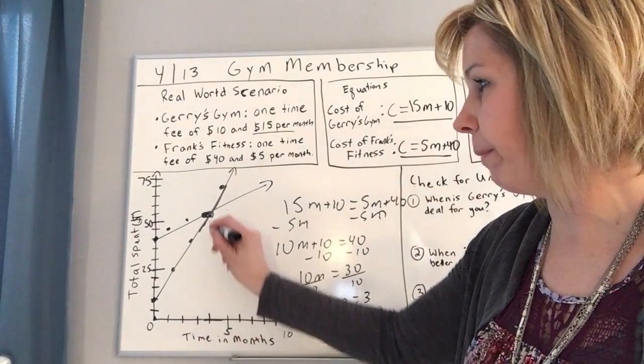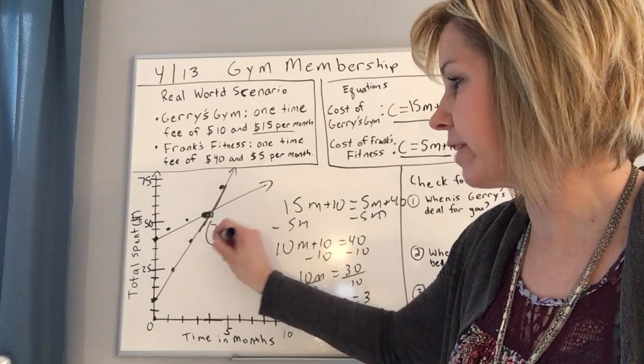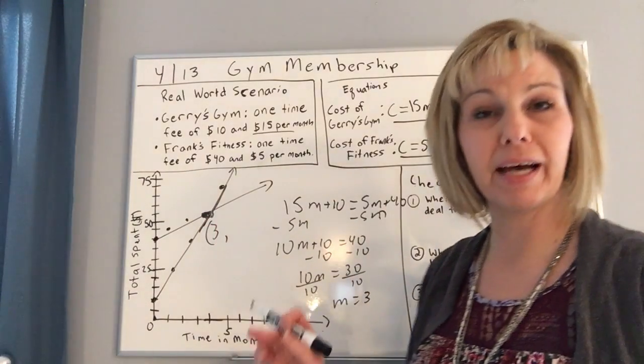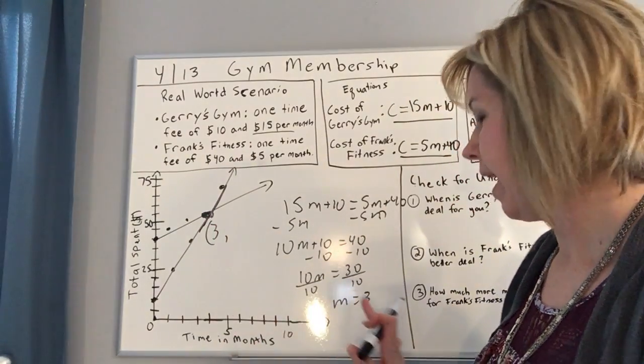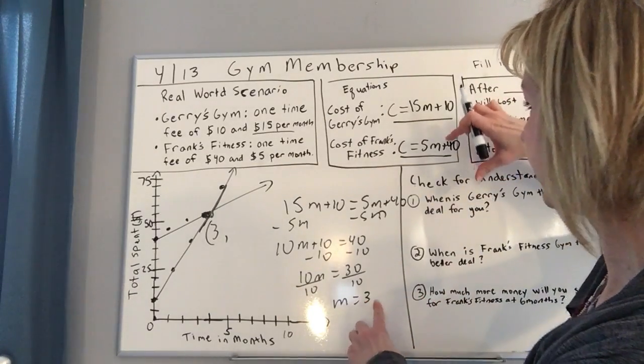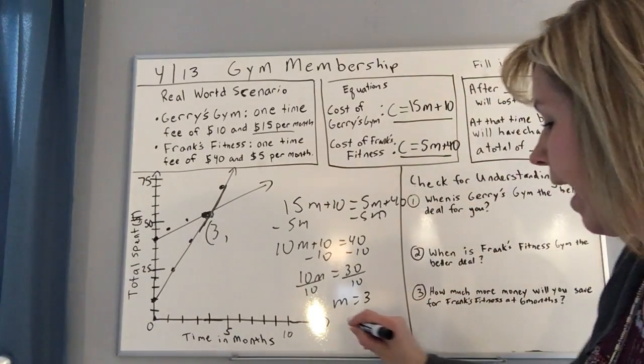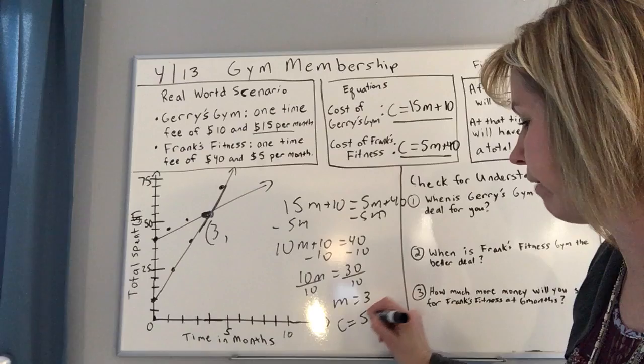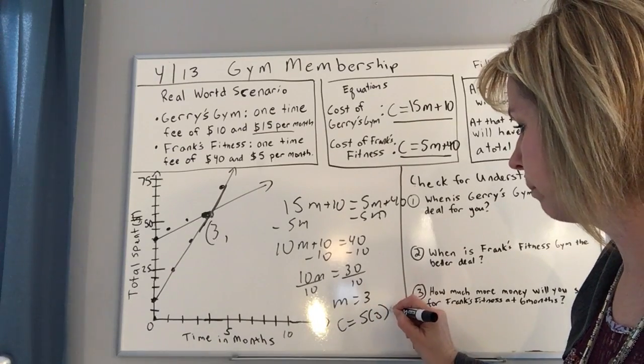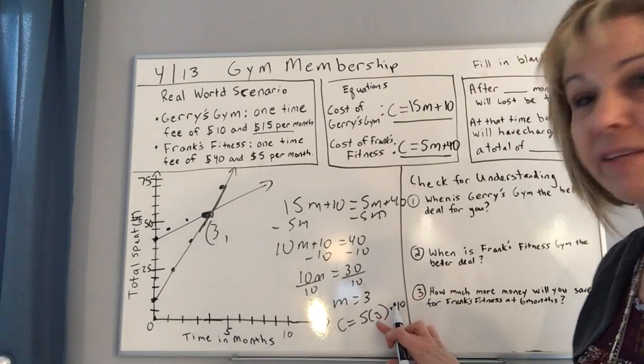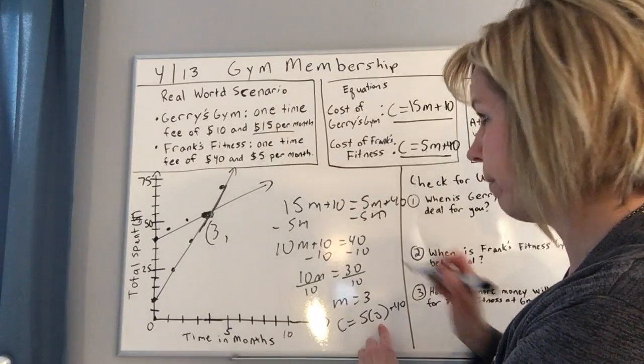So this is your time in months. Right here, that intersection is 3 because they intersect at 3 months. And then if you plug 3 into either one, let's do the one with 5. So the cost is 5 times 3 plus 40. 5 times 3 plus 40 should be 55.